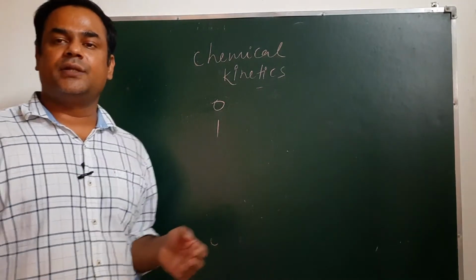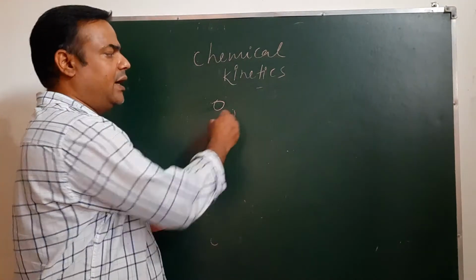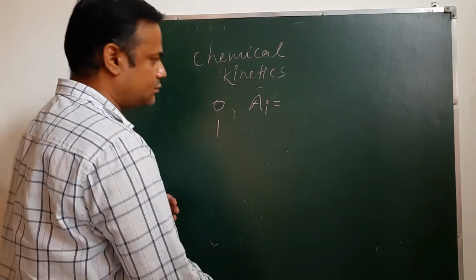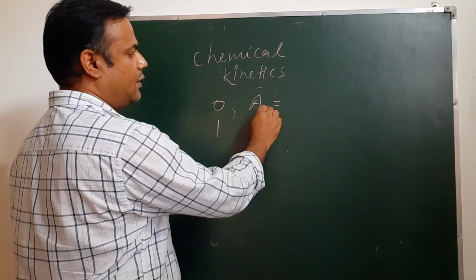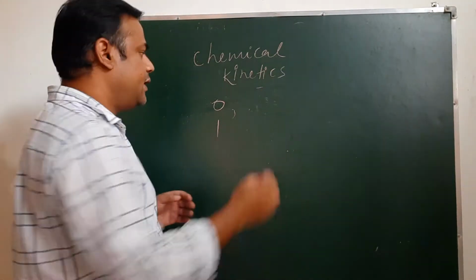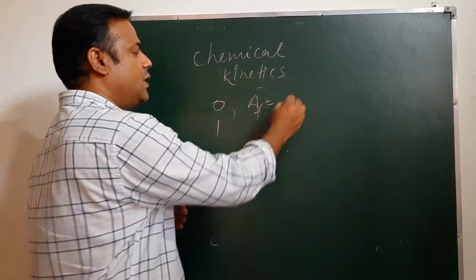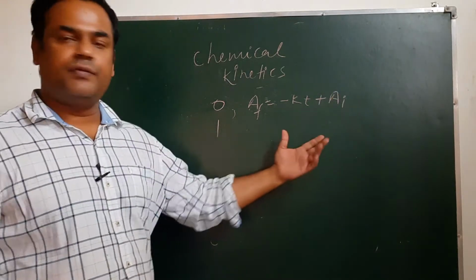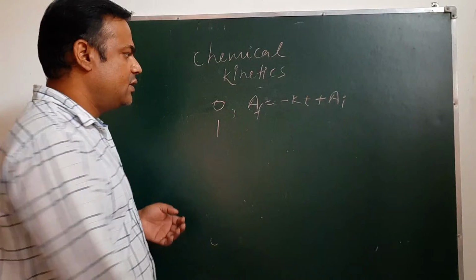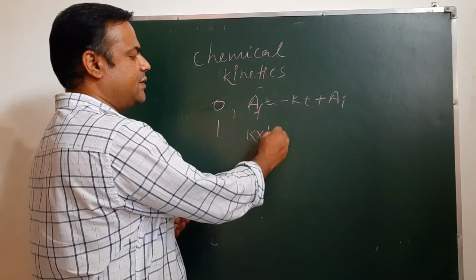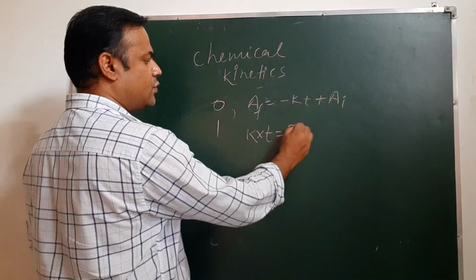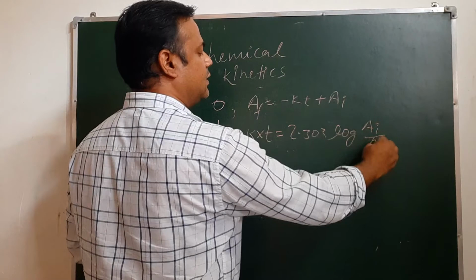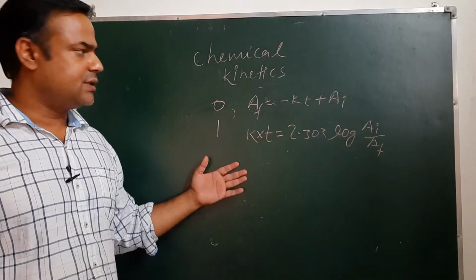In case of zero order reaction, we all know that the integrated rate equation is, we can write, A final equals to minus KT plus A initial. So this is the equation of a straight line. In case of first order reaction, the rate expression is given as KT equals to 2.303 log A initial upon A final, initial concentration upon final concentration.